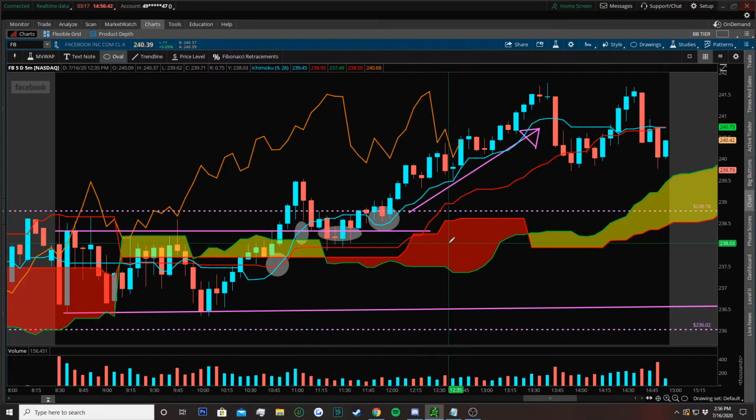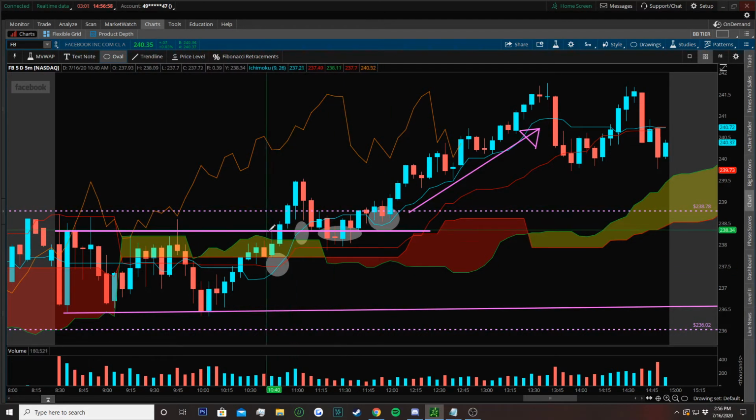Now, when you see this cloud, you do not want to ever trade in the cloud. When the price is in the cloud, it's considered a consolidation period. You do not want to be a part of that. Sorry about that. And then it caught support above our little consolidation line.